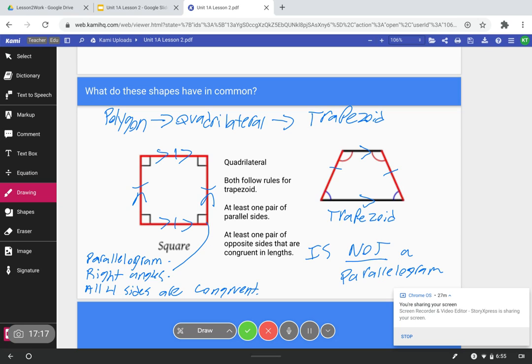Because as we can see, it only has one pair of parallel lines. To be a parallelogram, you must have two. But remember, a parallelogram can be a trapezoid, but not all trapezoids can be parallelograms. This trapezoid right here, this one, is not a parallelogram.